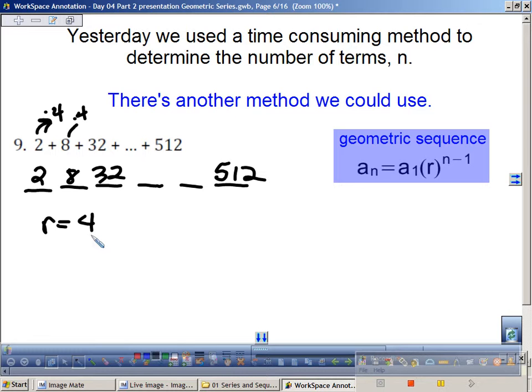Get those calculators out. But we're focusing on calculators today. Yes, I would use my math sense, my number sense. Thanks. 128. And the next one? 512.